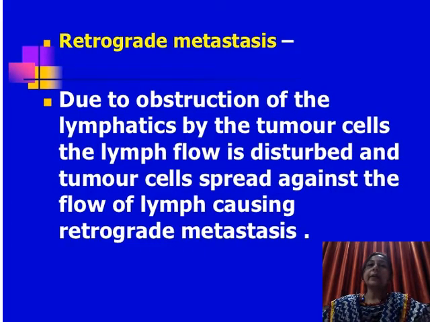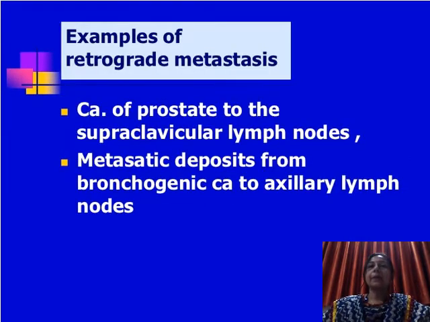What is retrograde metastasis? Due to the obstruction of the lymphatics by the tumor cells, the lymph flow is disturbed, and the tumor cells spread against the flow of the lymph, causing retrograde metastasis. Examples of retrograde metastasis are carcinoma prostate going into the supraclavicular node, that is against the lymphatic drainage, and the metastatic deposit of bronchogenic carcinoma to the axillary node.